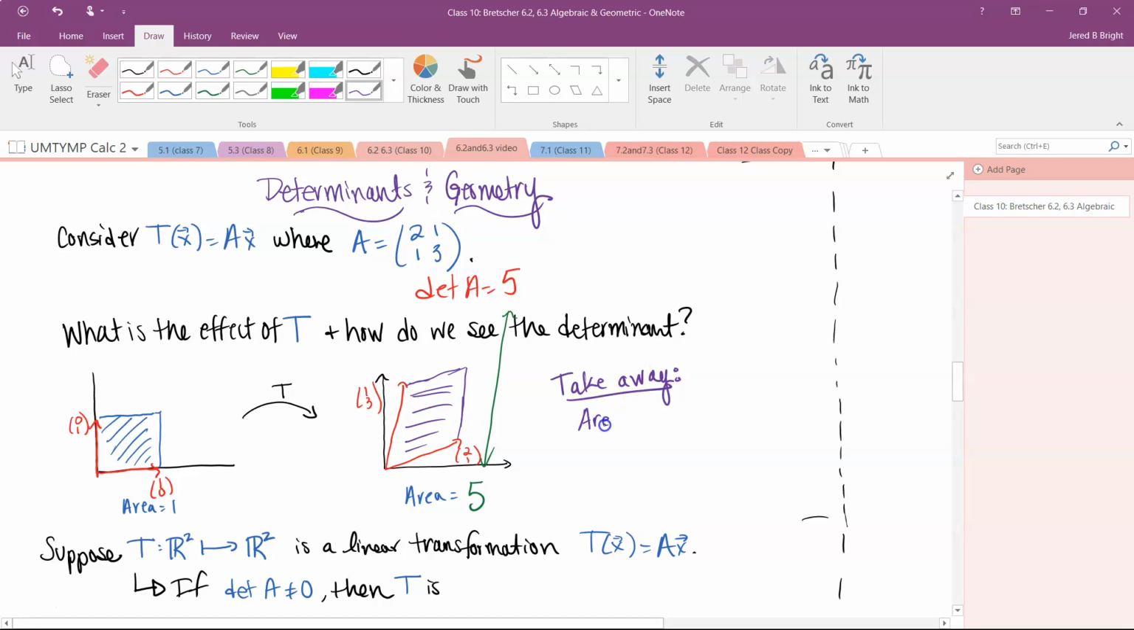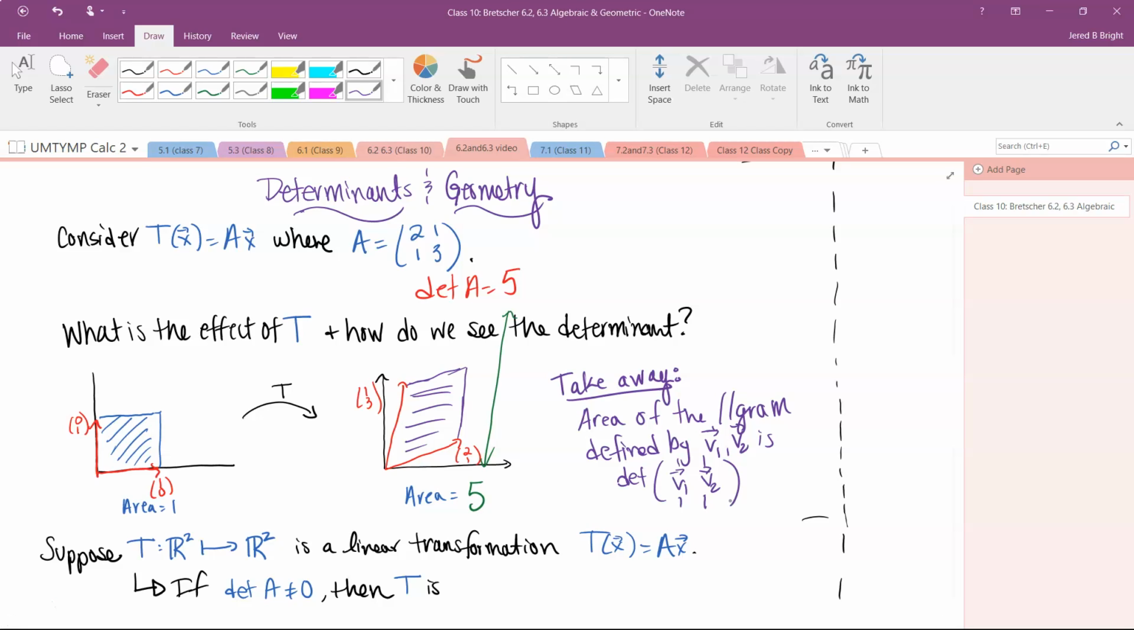the area of the parallelogram defined by V1, V2 is the determinant of V1, V2. So again, we could find the area just by the determinant. We've seen this before. So the expansion of the area, well, I'm going to leave it there.